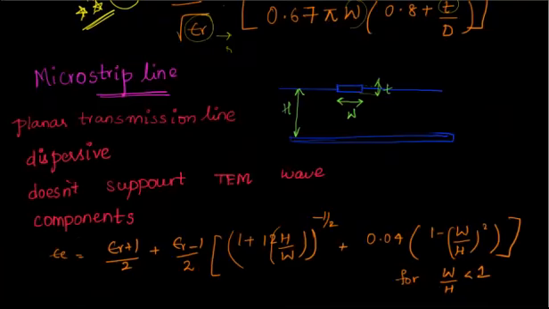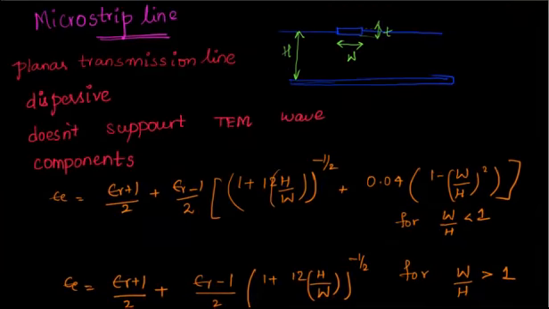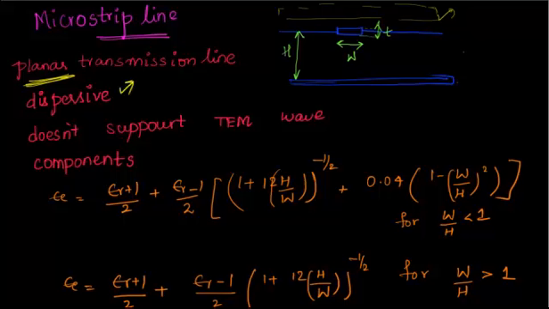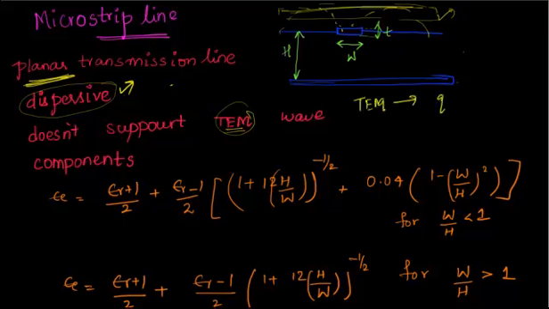And now coming to the microstrip line. This is almost similar to the strip line, but the upper ground plane is not there. If the upper ground plane is placed, then this also can be called a strip line. This is a planar transmission line, and this is dispersive. I already said strip line is non-dispersive, and this doesn't support TEM wave because, if the waves come like this, there is no ground plane, so there is no actual TEM wave that exists. It is only quasi-TEM wave that exists in microstrip line.